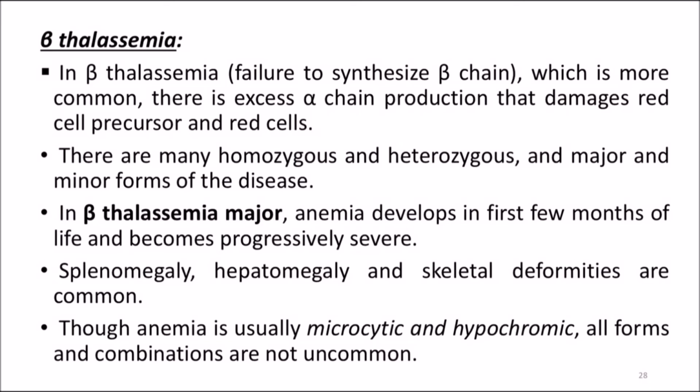In beta thalassemia, there is a failure to synthesize beta chain, which is more common. There is excess alpha chain production that damages the red cell precursor and red cells. There are many homozygous and heterozygous and major and minor forms of the disease, beta thalassemia major and beta thalassemia minor.